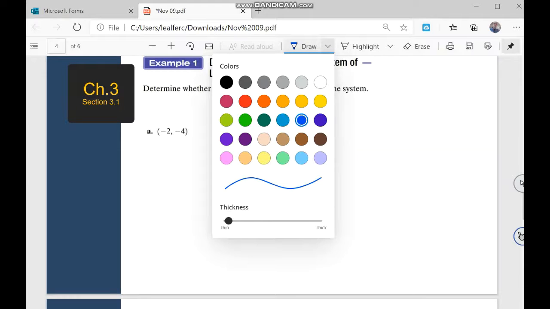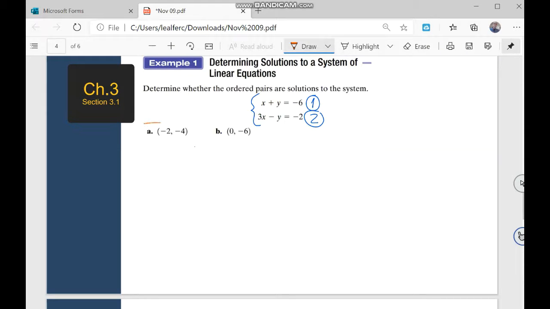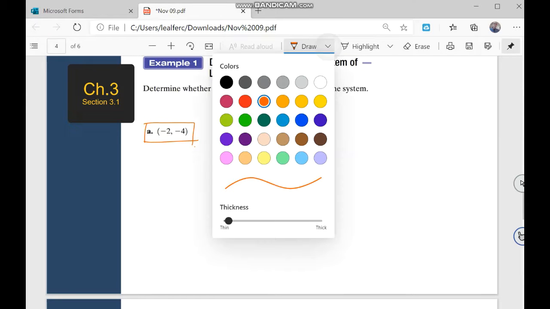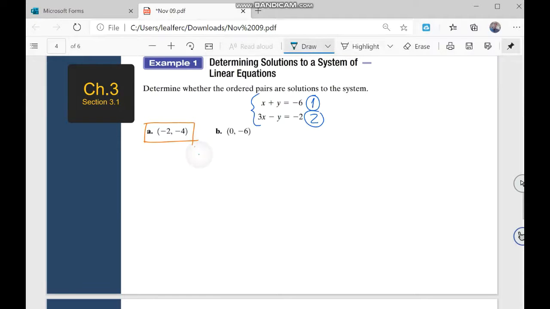Check if the ordered pair, the first one, -2 and -4, is a solution for the system. When we say this is an ordered pair, that means x equals -2 and y equals -4. This is an ordered pair. We will plug in to find out if this is a solution. I'm going to plug it into the equations.